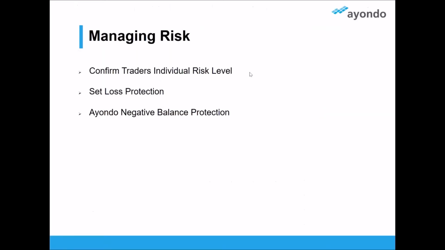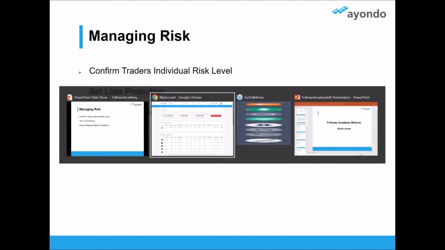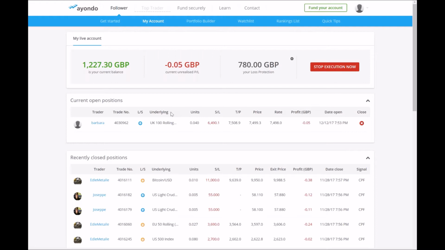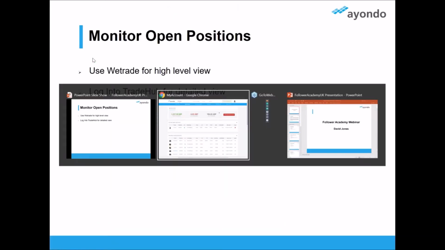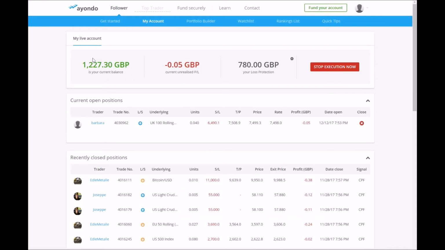What you also have, which I think is picked up here, is Ayondo negative balance protection. If you've traded spread bets or CFDs before, you'd be familiar with the usual disclaimer: you can lose more than your initial deposit. With Ayondo you can't. Your balance can never go negative, so you won't lose more than what you deposited. If you get a massive move that goes crunching through all the stop losses, you won't lose more than your account balance.